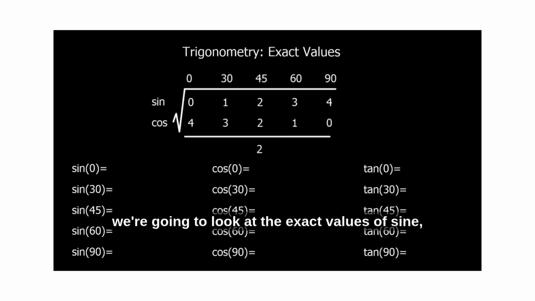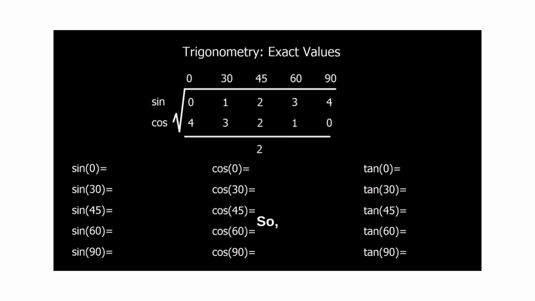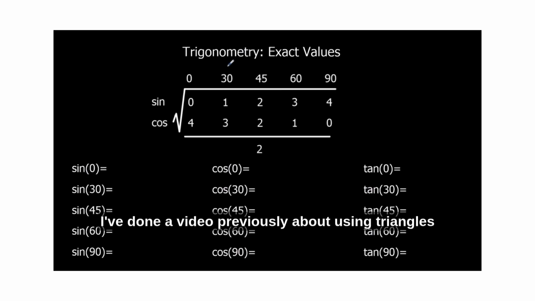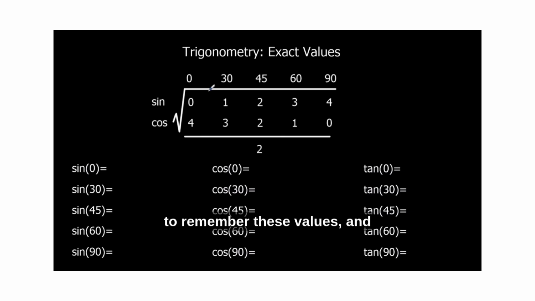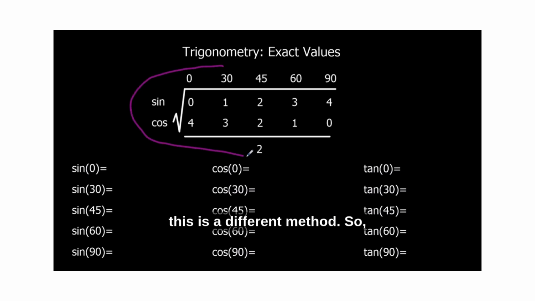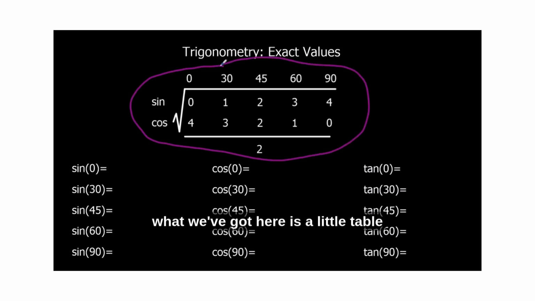In this video, we're going to look at the exact values of sine, cos and tan for 0, 30, 45, 60 and 90. I've done a video previously about using triangles to remember these values, and this is a different method. What we've got here is a little table that you can remember to write down the exact value.